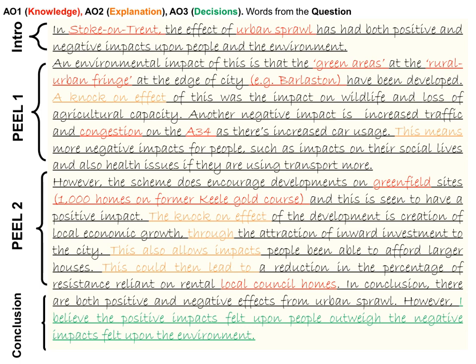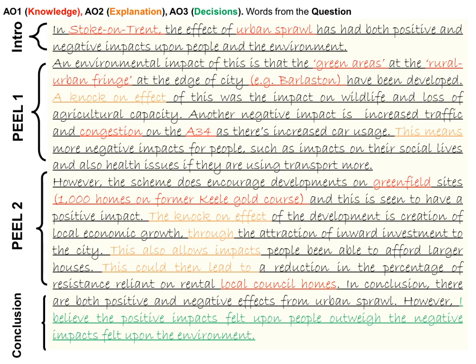Here's a sample answer, and you can see the AOs in red and orange and green. So in red AO1, in orange AO2 and in green AO3. There's actually a couple of typos in this, so you'll spot those on the way through. You've got the introduction, you've got the effects on people, that's on the bracket at the side, you've got the effects on the environment and the conclusion.